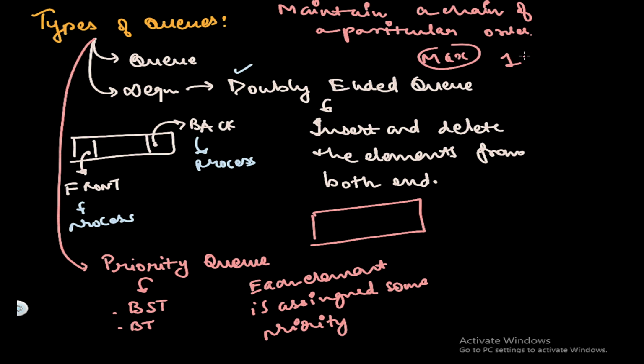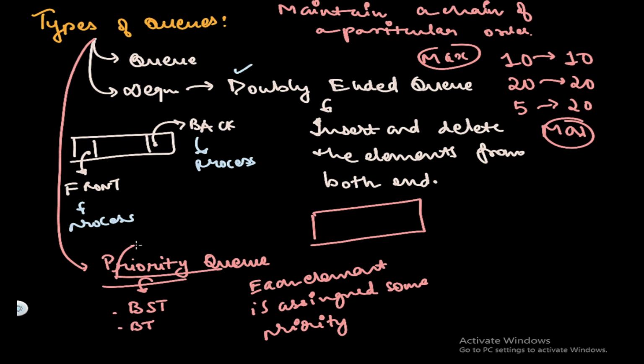Like I add 10, so the top element is 10. I add 20, so the top element becomes 20. I add 5, the top element is still 20. It means that I want to maintain a data structure in which the top element is always the maximum element from the stream of data which is available to you. So in these kinds of problems, priority queue is used. It means every element is assigned some priority. I hope that you understand the concept of priority queue.